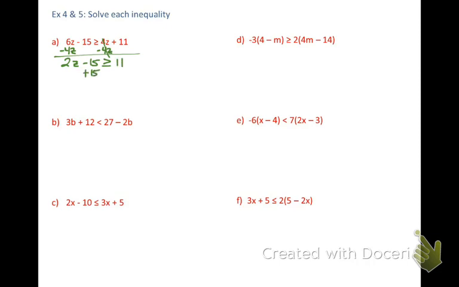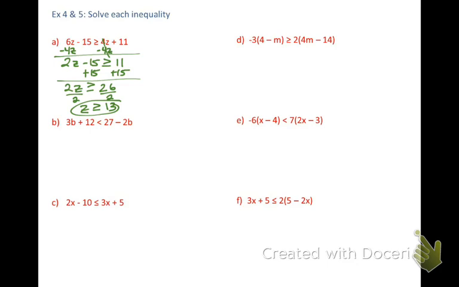Add 15 to both sides. 2z is greater than or equal to 26. Divide by 2. Divide by 2. Z is greater than or equal to 13. Okay, again, some of you want to know if you can do it differently.